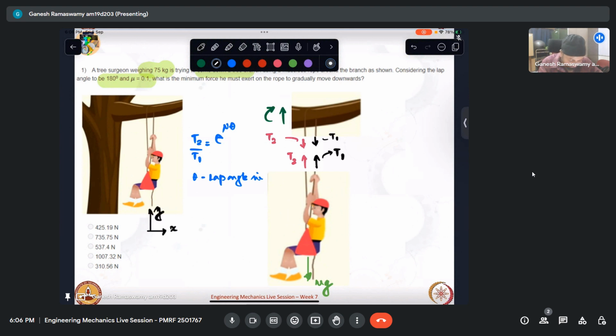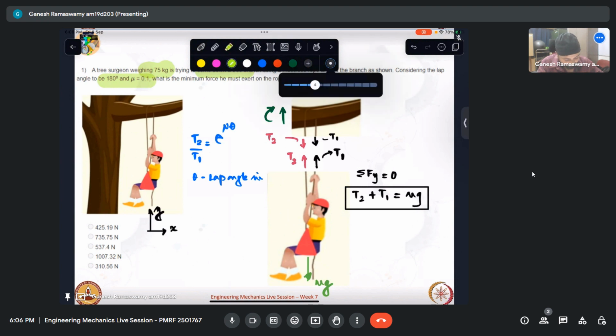Now sigma x equaling 0 is 0 equaling 0, which is not helpful in any way. So let me apply sigma f y equaling 0. That gives me T2 plus T1 equals mg. This is the first equation I have got.